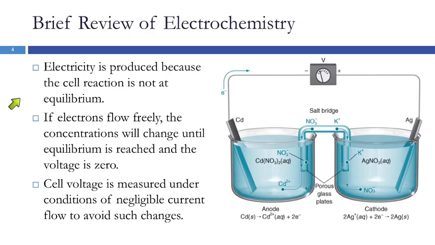Yeah, so electricity is produced because the cell reaction is not at equilibrium. If we were to allow these electrons to just flow unimpeded, then the concentrations would continue to change until it established an equilibrium, and then no more electrons would flow. We don't want that to happen. At that point, the voltage would be zero, and there's nothing interesting going on. So this potentiometer has a high resistance, which limits the amount of current that could flow. So we can measure the voltage difference while allowing a very small amount of current to pass. And so we're not actually going to be changing the concentrations of the solution substantially.